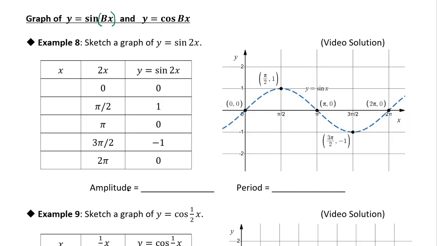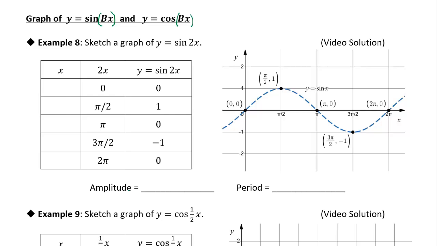All right. Now, same way with cosine. This bx is the input to the cosine. The b is a constant. We're taking whatever the x value is, multiplying it by a constant b, and then feeding that new value into cosine. All right. Now, the input in this case is the bx.